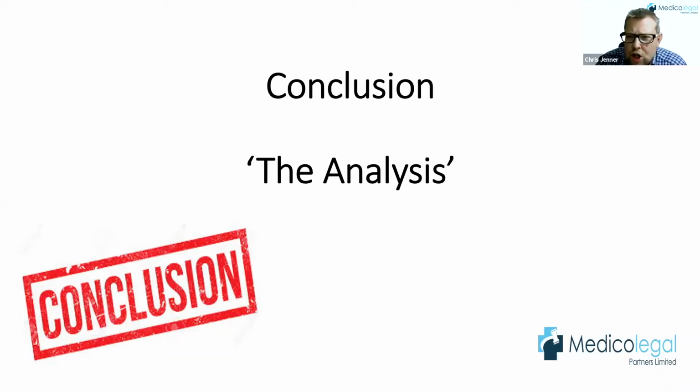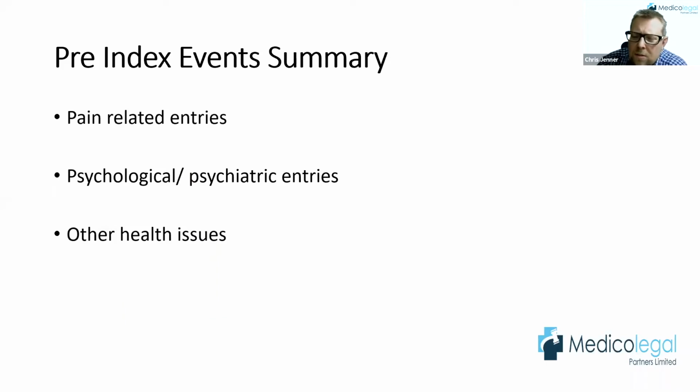So the conclusion. Once we've got all of this information and we've summarized it, we've put it all together, then we need to analyze it. So this is in the conclusion section of the report. So we start off with simple things. The pre-index event summary. I will divide this into three: the pain-related entries, psychological and psychiatric entries, and other health issues. So we get an idea of how the claimant was before the index events.